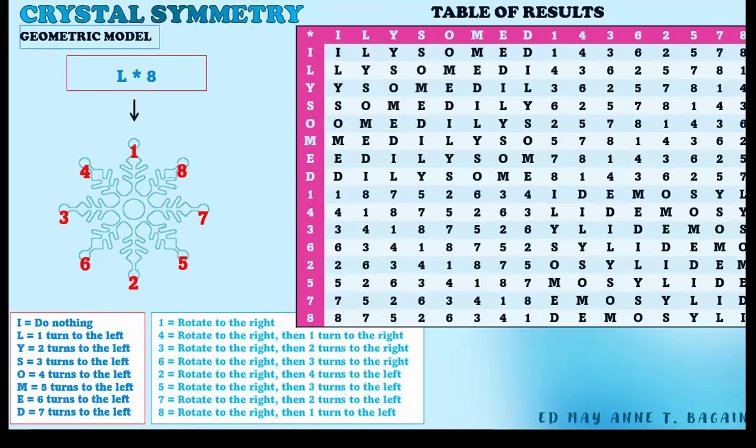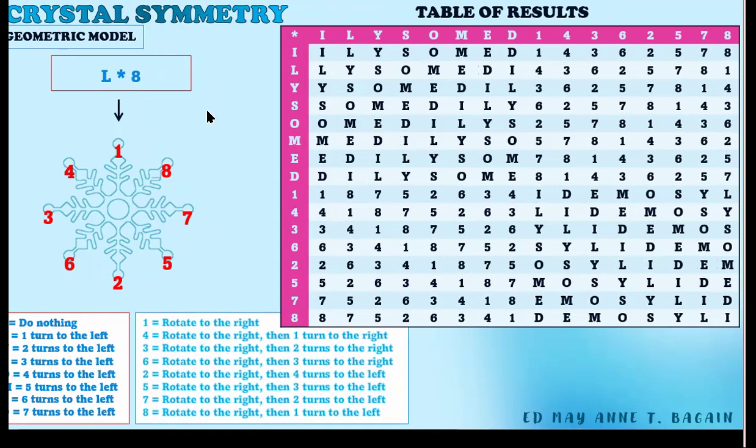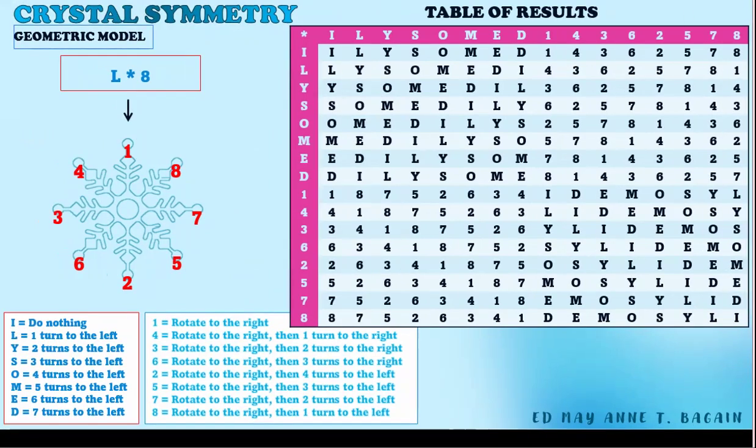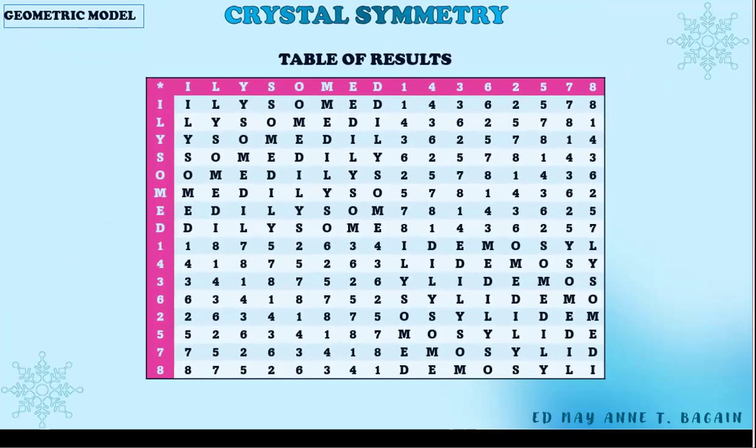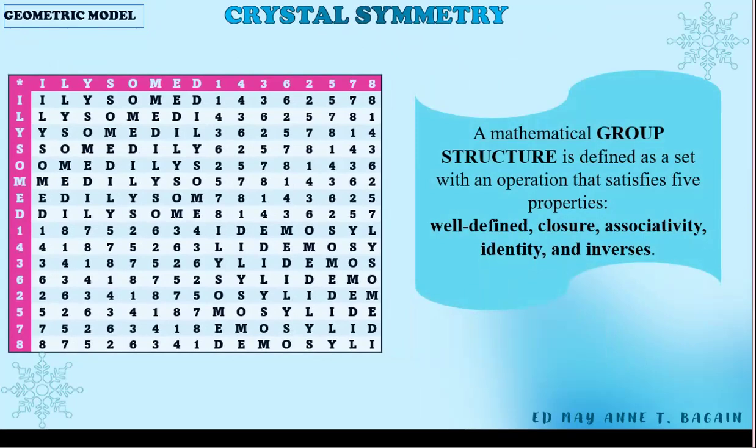All we need to know now is if this forms a group structure. So we will be checking if this model that I've chosen, which is the crystal symmetry, will be forming a group structure. So let's see. By looking at the next page, we have here the table of result. And now let's move forward with this one. A mathematical group structure is defined as a set with an operation that satisfies 5 properties. So what would be those 5 properties?